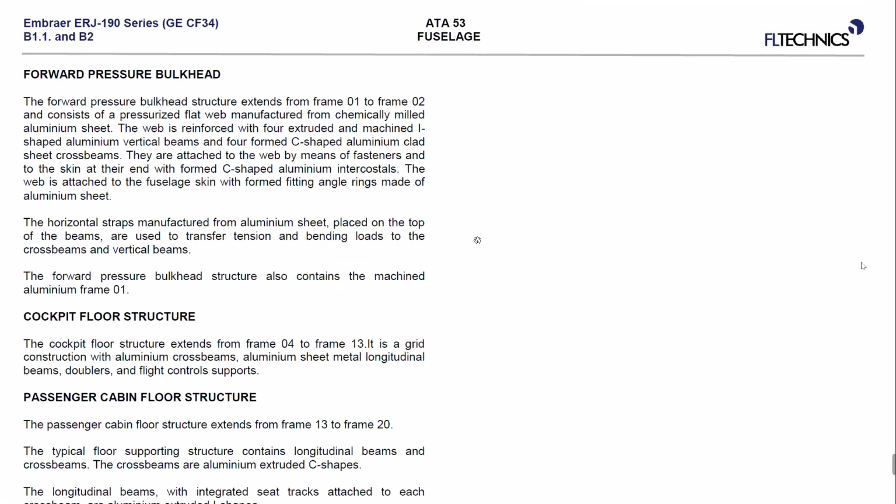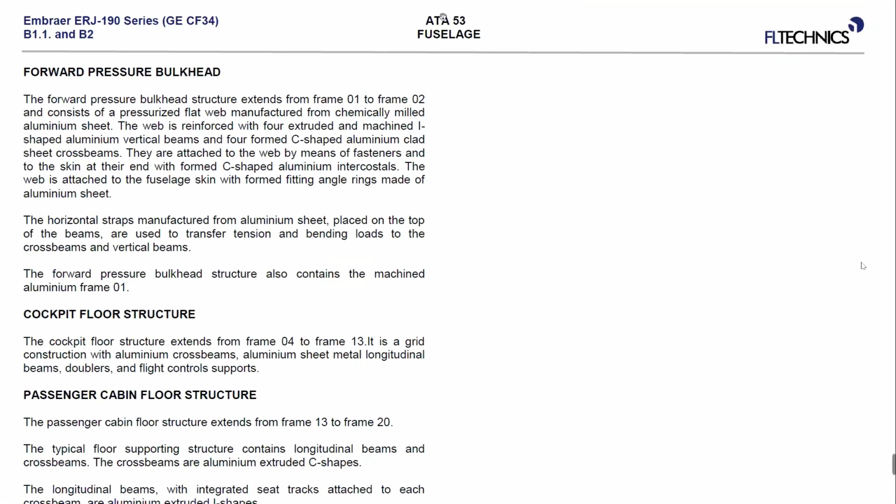The forward pressure bulkhead, as I told you, starts here from frame number 2, and consists of pressurized flap web manufactured from chemically milled aluminum sheet. Okay, I'm sorry guys that here I'm kind of reading this material, but this is not something that I can explain or improvise. I can use different words. These are specific structural words, specific structural terminology. So to be correct, I have to use this specific terminology.